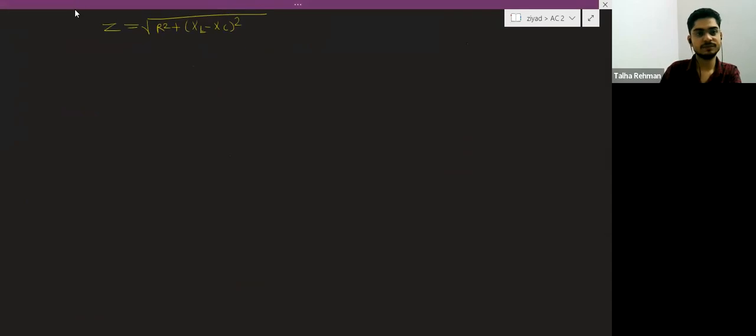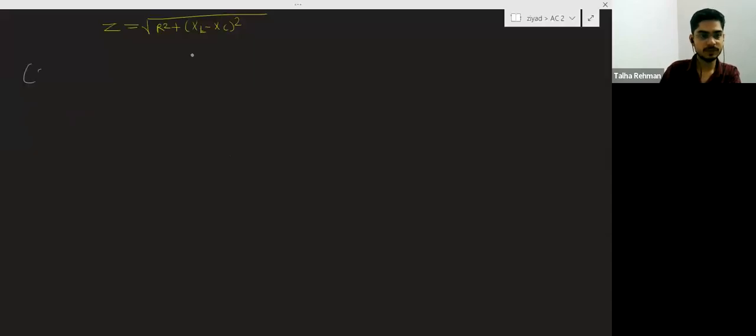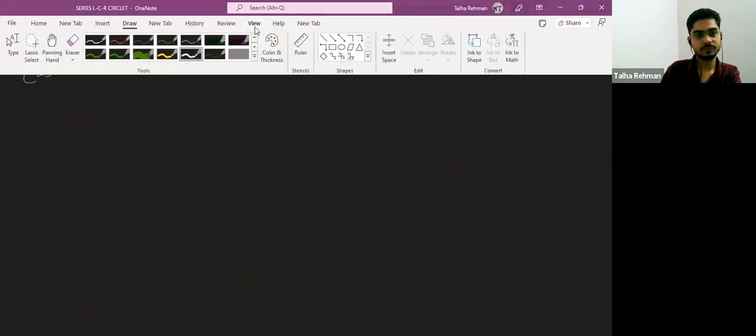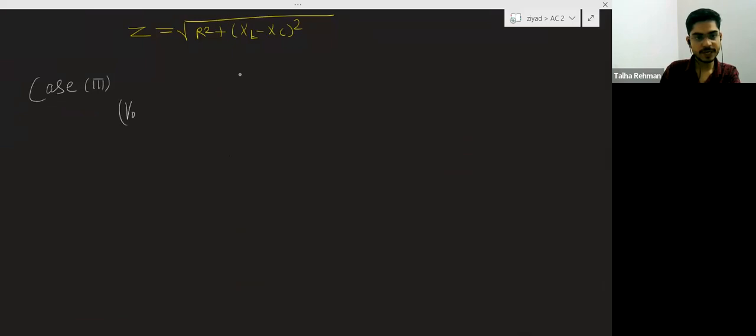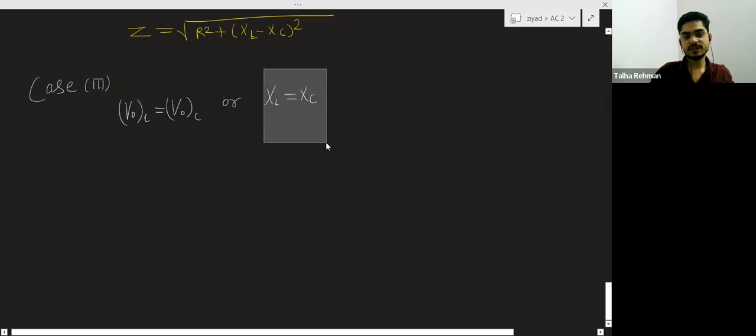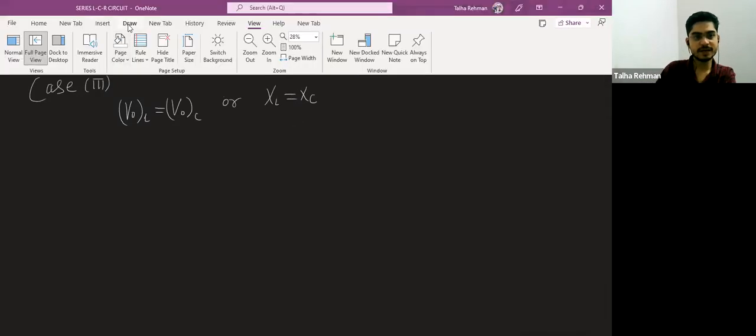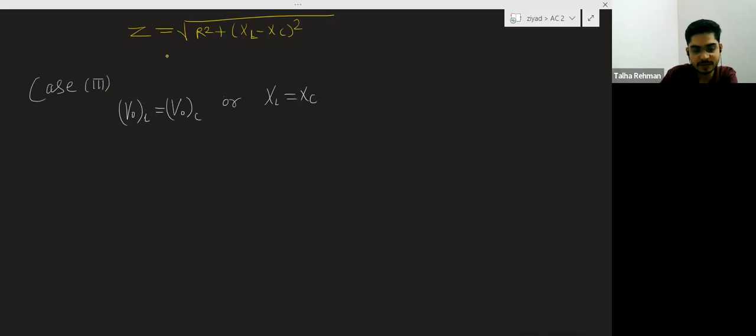Last case. Case number three, when V naught L is equal to V naught C, or you can say XL is equal to XC. Basically, this case we will discuss in detail. This is the condition of resonance. Resonance will be a separate topic, so there we will study this in detail. When you draw the phasor diagram, it will be like this.